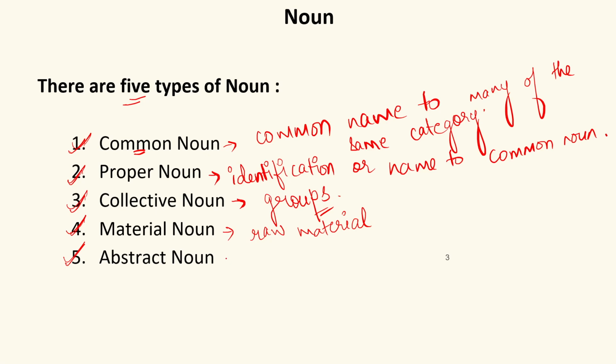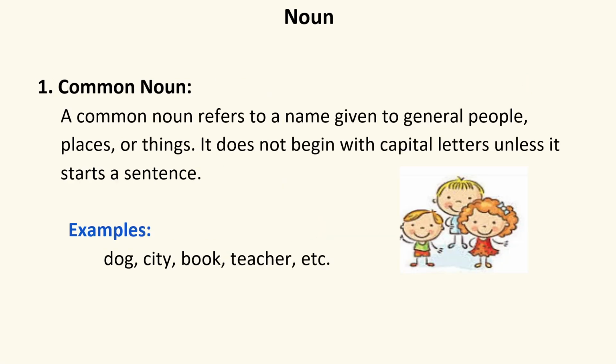Then we have abstract noun. Abstract nouns are actually the emotions. These are intangible in nature. It means which we cannot see, which we cannot touch, but which we can feel. So the emotions, those are known as abstract nouns. Now let's elaborate on these definitions.